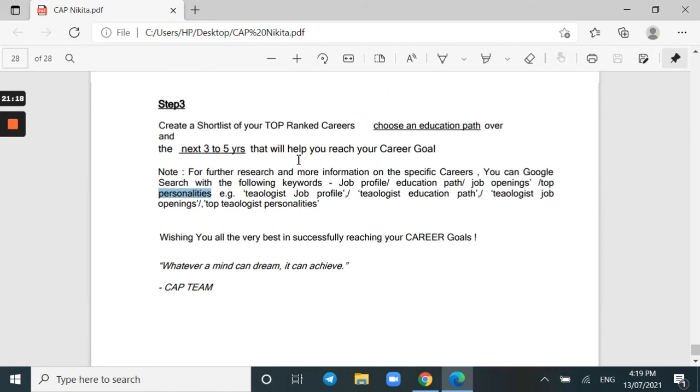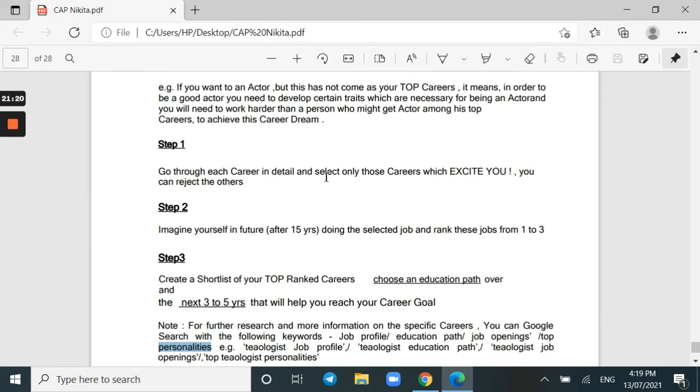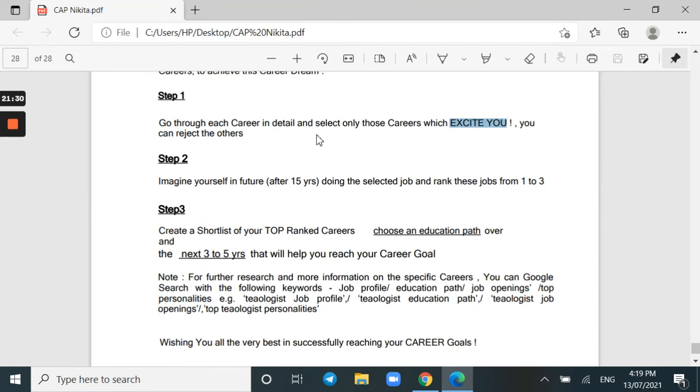So once you get this information, the idea is you go through each career, get this information, probably do one career in a day, look at that in detail, and then see if it excites you. If it doesn't excite you, you can let it go and then focus on the next career. So like that, you go through each and every career and then find out which of those careers excite you. They can be 5, 6, 10, whatever.